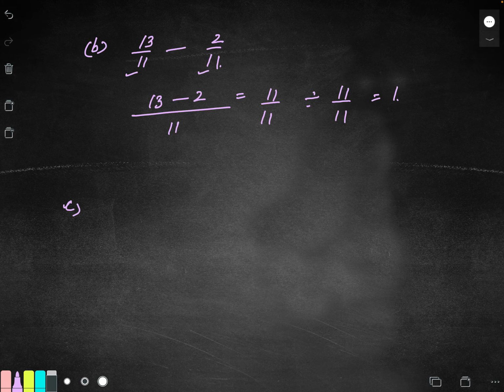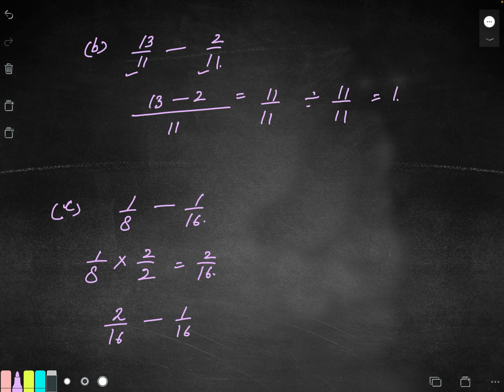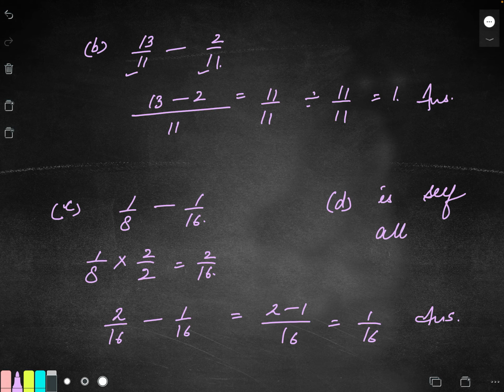Got it? I'll do one more part for you. 1 upon 8 minus 1 upon 16. So here also, as you are able to observe, you can multiply it by 2. As I told you in question number 1, this is another option we have. Then we can let 1 upon 16 remain as 1 upon 16. So this can also be done. Now I need not change it to the lowest terms. It's already in the lowest term. Right, children? Here D part is your self-attempt.